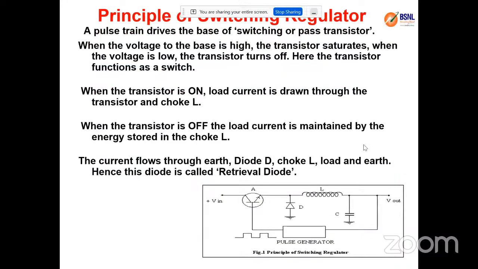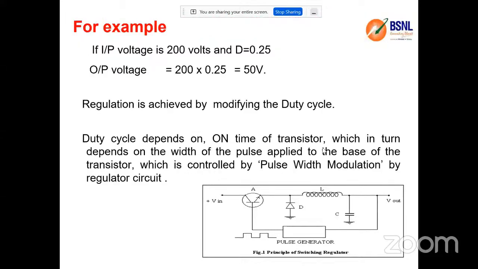So how can I vary the output voltage or maintain the output voltage based on the variations in the incoming and outgoing? It has to be sensed at the output and controlled by the control circuitry, and it has to feed a base input current to the transistor to change the on and off times. So we'll see this from this diagram.